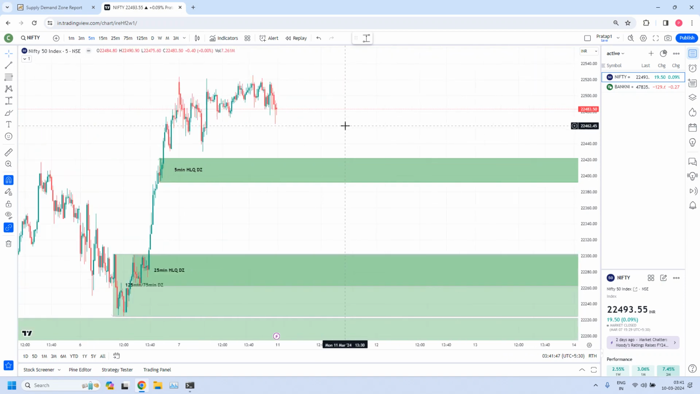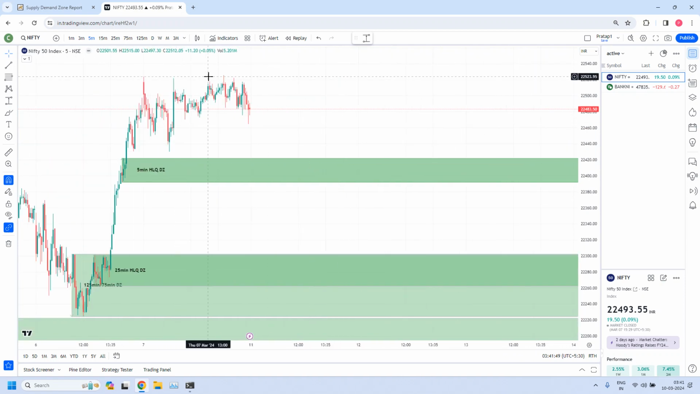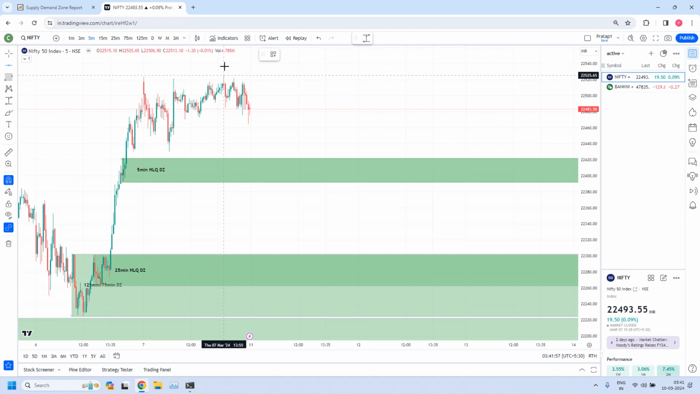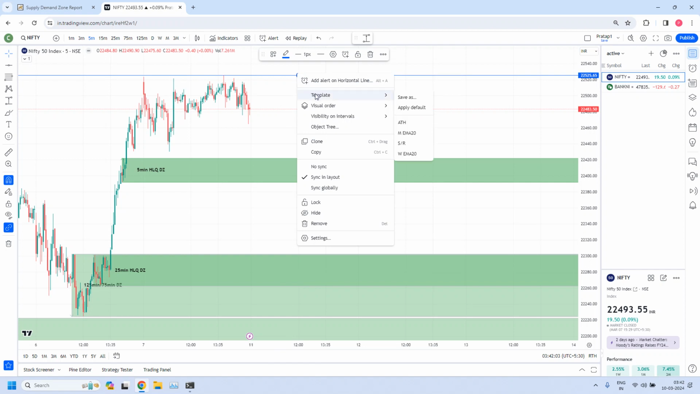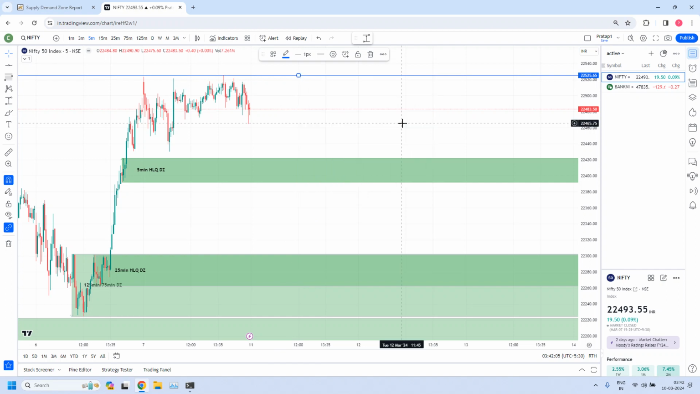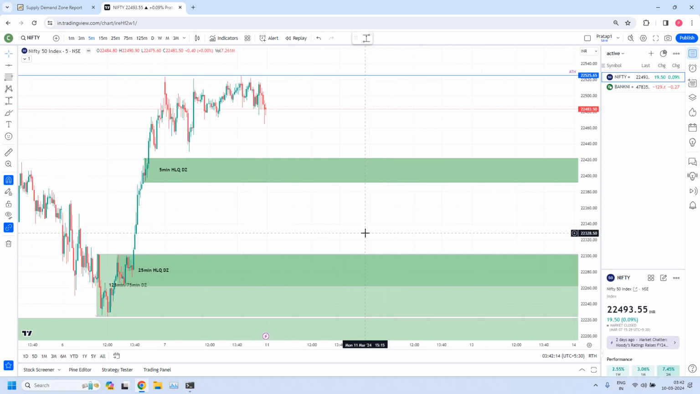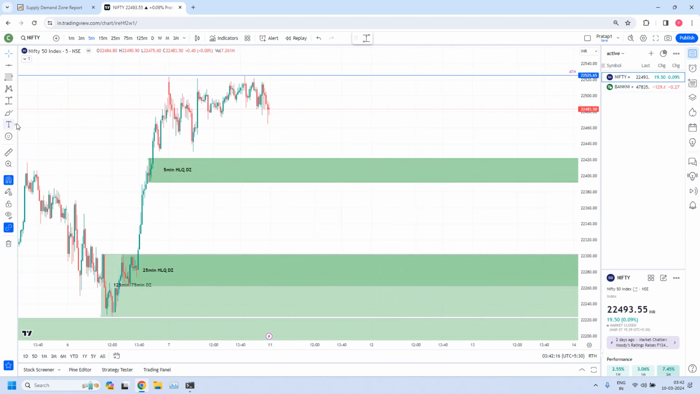Nifty is at all-time high. So this is the all-time high. Let me draw the all-time high. Horizontal line. ATH. So here we got a text ATH. So at present, this is the all-time high. So what could be our immediate support?